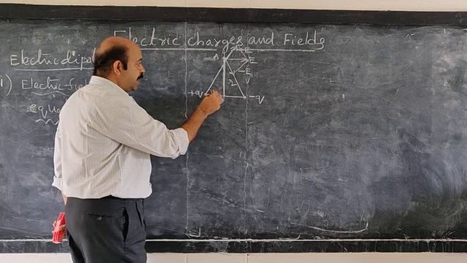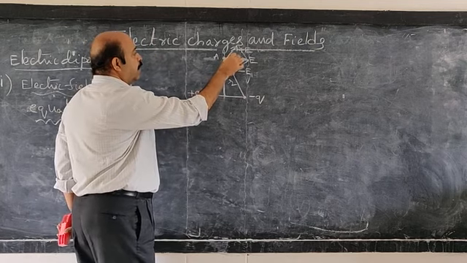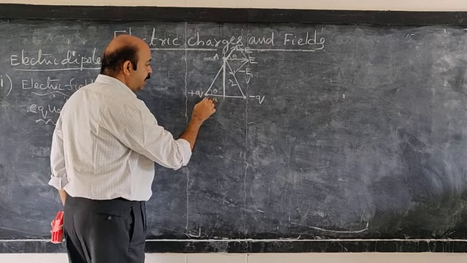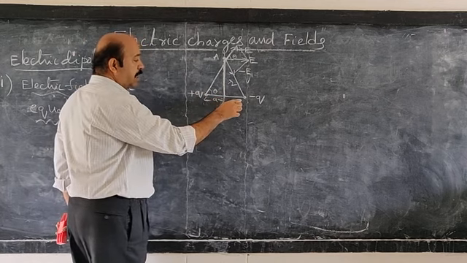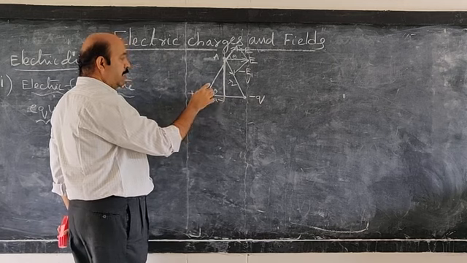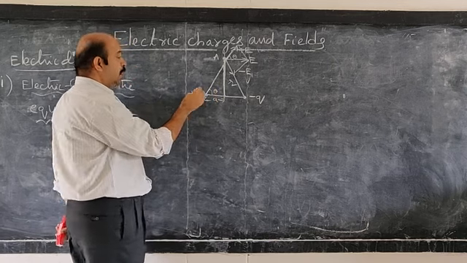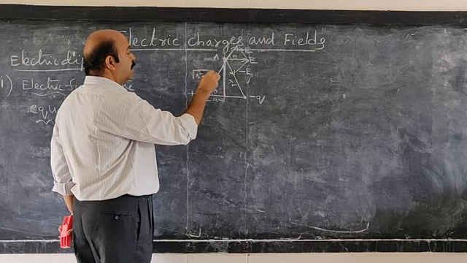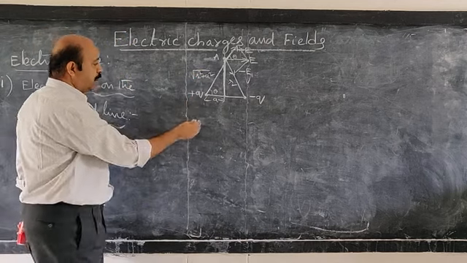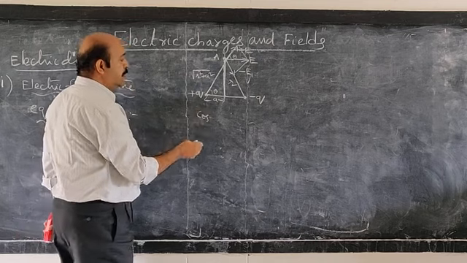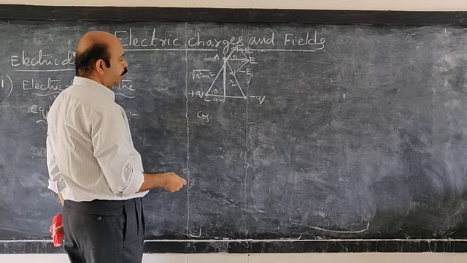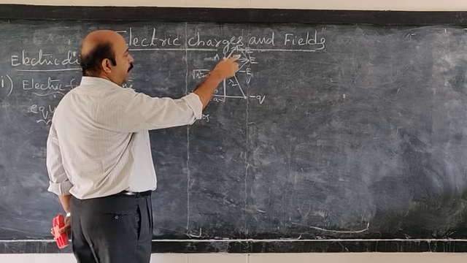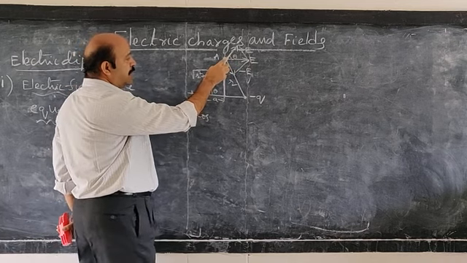Suppose this is theta, definitely you can find that this is theta. Now this is r, you know this length is a and this length is also a. So this is r, this is a. Therefore this is the hypotenuse, so that must be equal to root of r square plus a square. Now from this you can write cos theta, because what we want is the component of electric field.